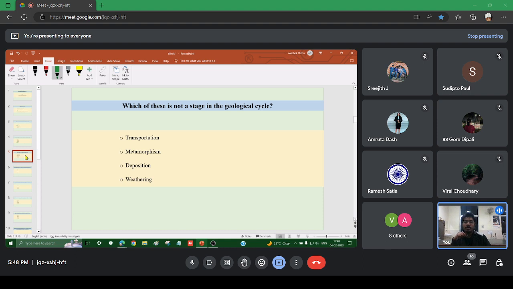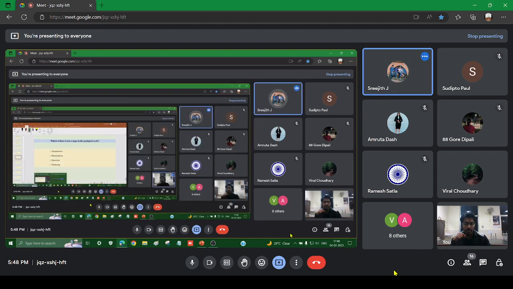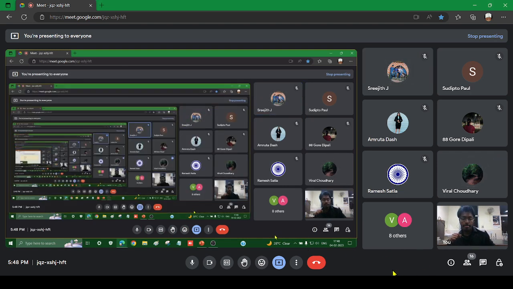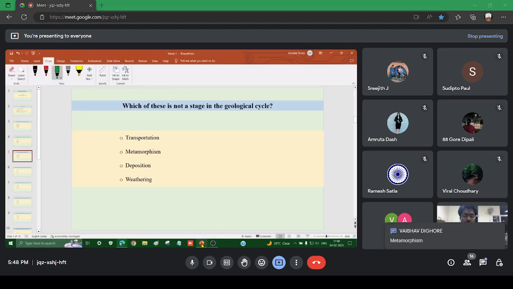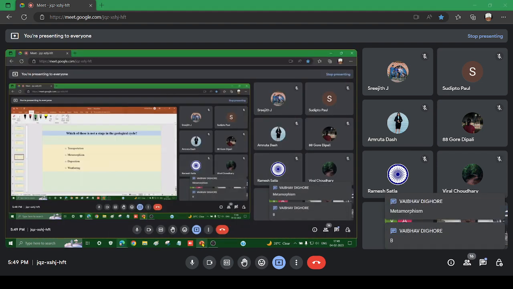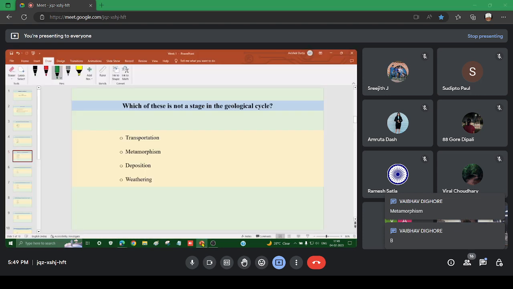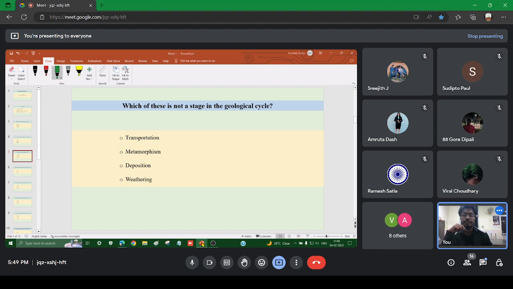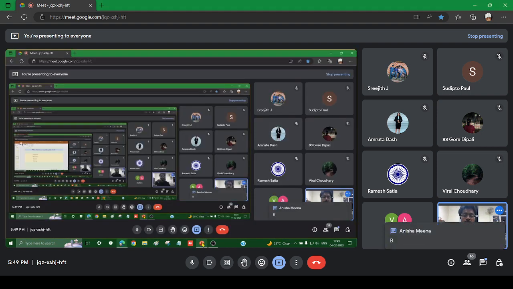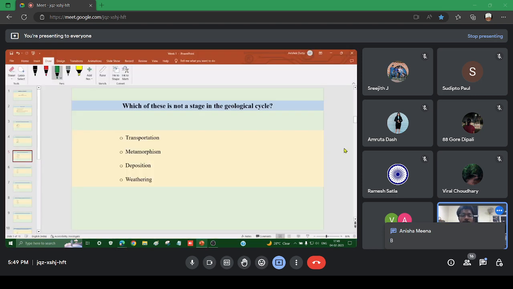Which of these is not a stage in the geological cycle? Any answers? Metamorphism. Yes, okay. Anyone else? Anyone who thinks it is any answer other than metamorphism? I think all things are the same. Metamorphism is not a stage in the geological cycle.